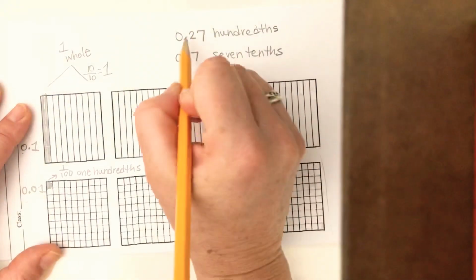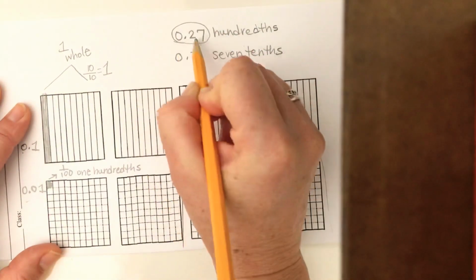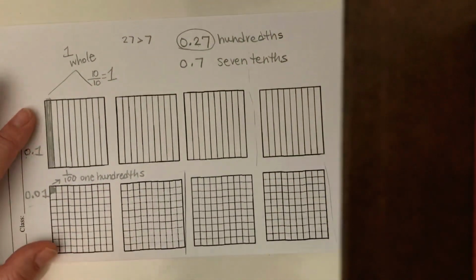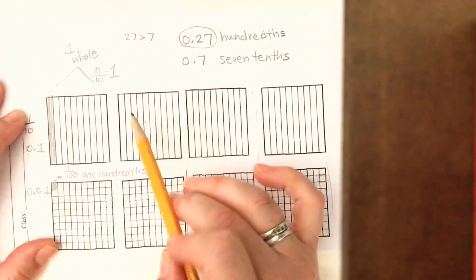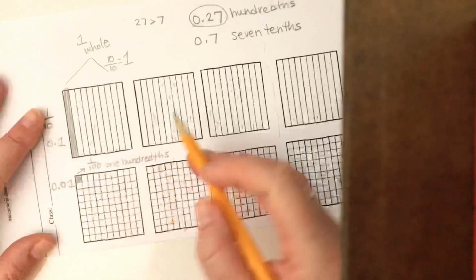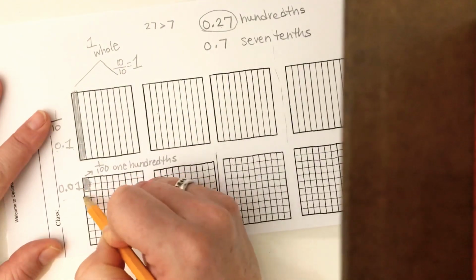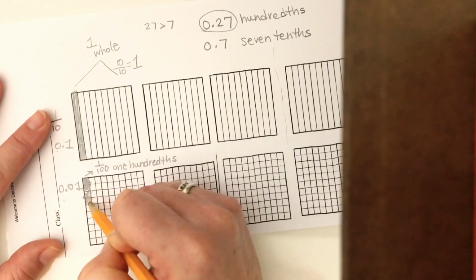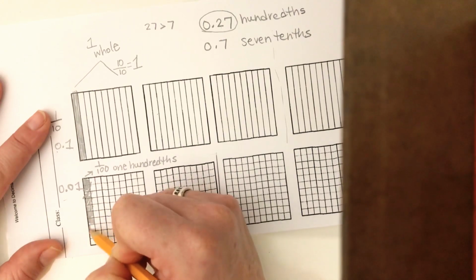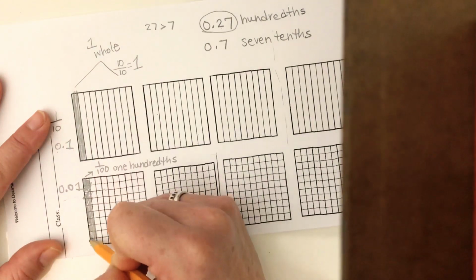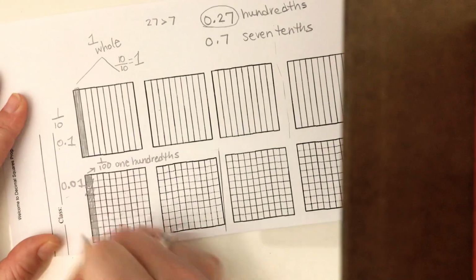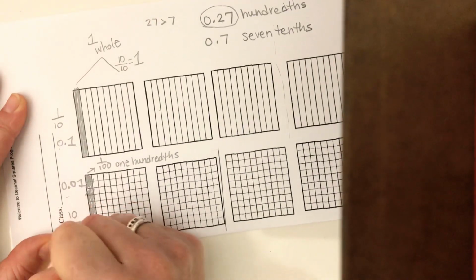A lot of students will think it's 27/100ths because they think of whole numbers. 27 is more than 7. But we have to remember that tenths are 10 times greater than hundredths. And what that means is it takes 10 hundredths to be equal to 1/10. So if I shade in 10 of those, I would write that as 10 hundredths.